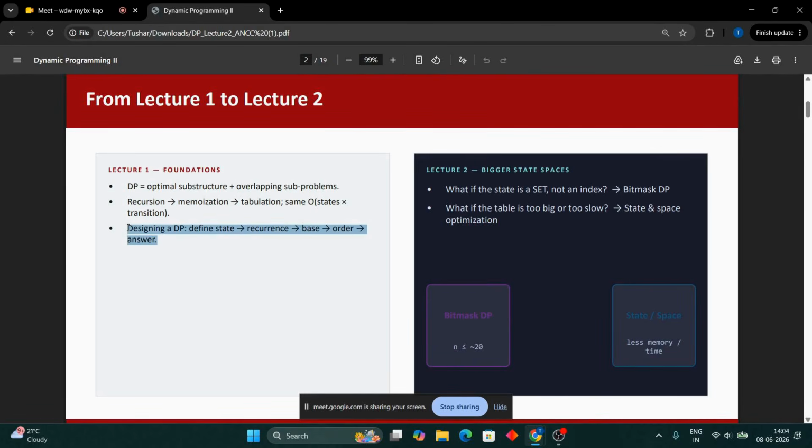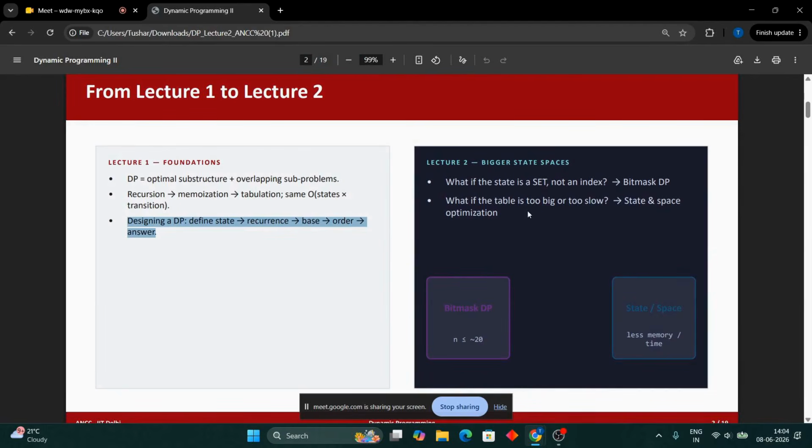We saw the generic idea of any DP problem, like how do we approach it. First of all, we have to define the state, then we have to write some recurrence relation, also known as the transition equation, and we have to define some base cases, and we also have to decide in which order we should calculate or fill the DP table. And at the end, as per the question, you have to extract the answer from our DP states. Today we'll see a little bit about bitmask DP and also state and space optimization.